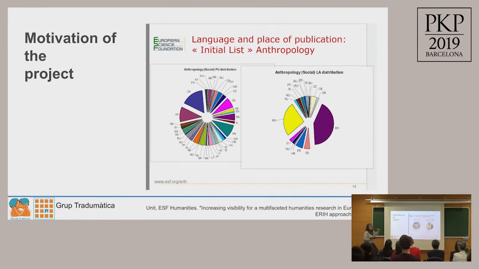We can also approach this multilingualism scenario from the perspective of academic publishing, of scholarly publishing. This is the slide you've got. It's not mine, it's from the European Science Foundation, and it shows two different approaches to the initial list of journals on anthropology in the ERIH database. The first chart shows these publications taking into account where they are published. The second one shows what languages they are using. This is English, and this is multilingual, so this includes English as well.